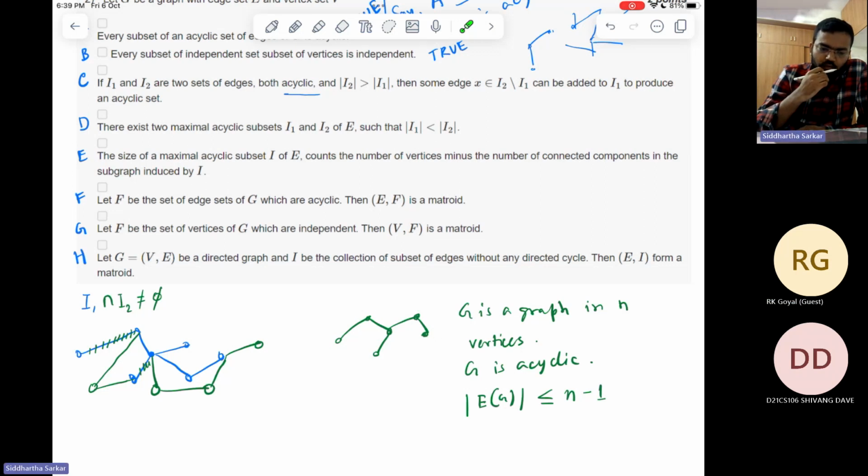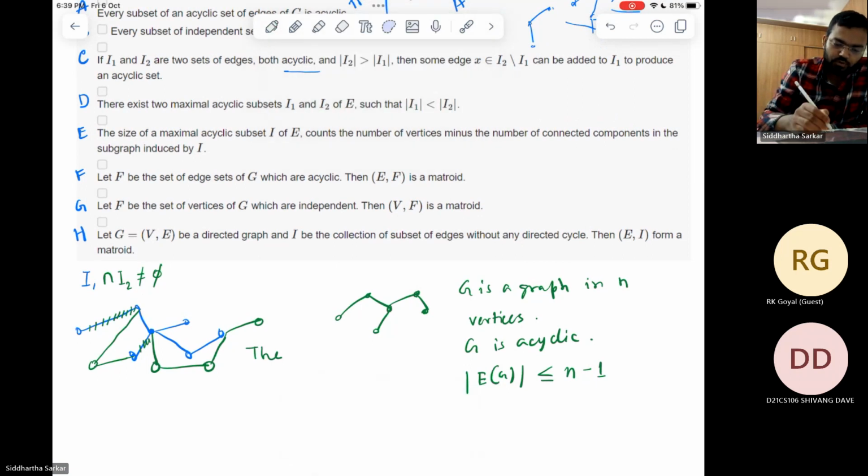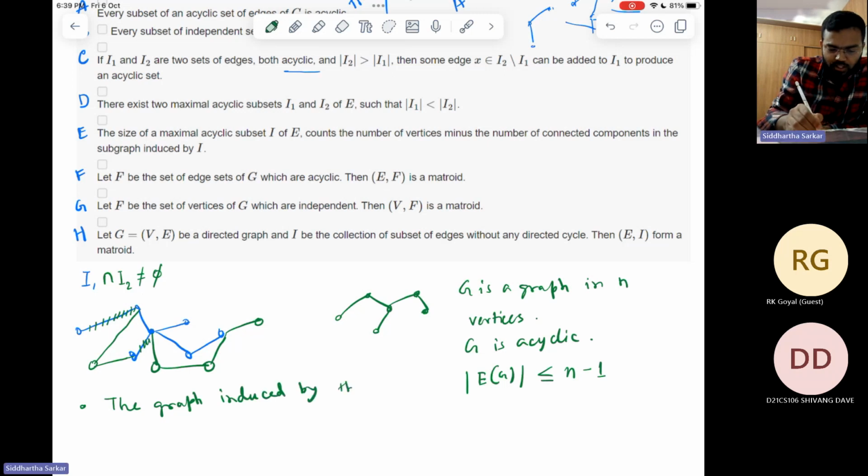Now what we are going to do is consider the graph. So this is the proof sketch. Consider the graph induced by the vertices of I1.